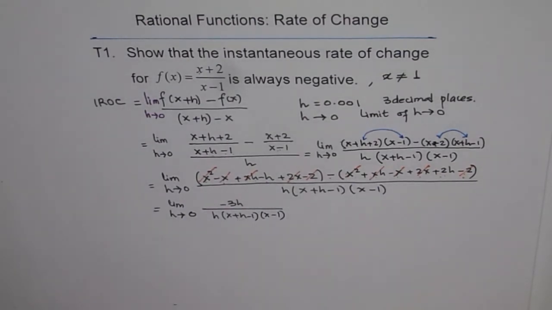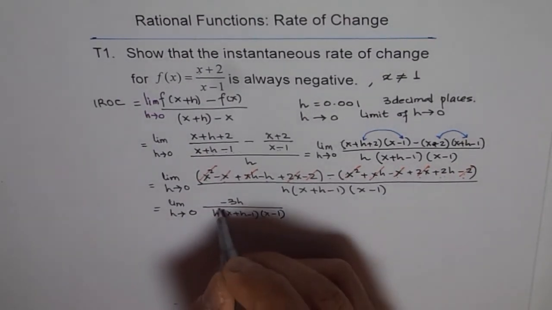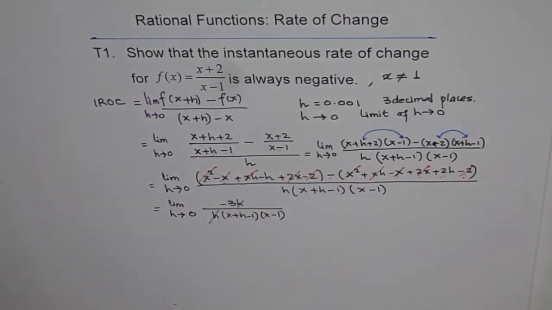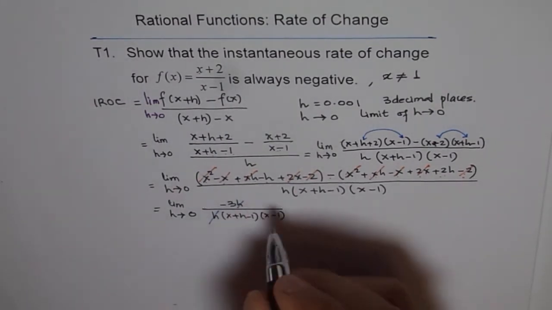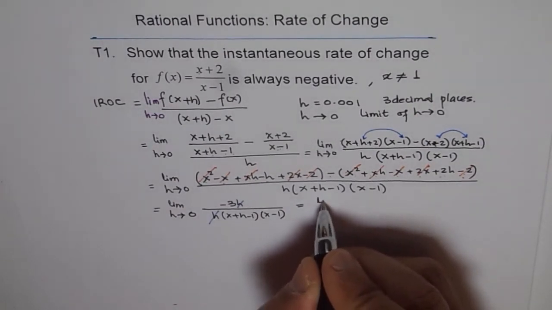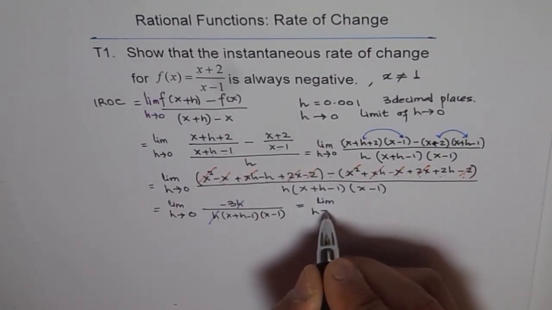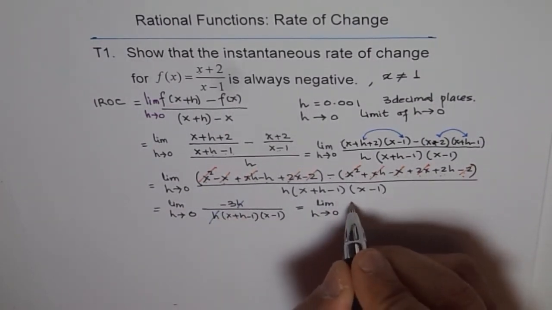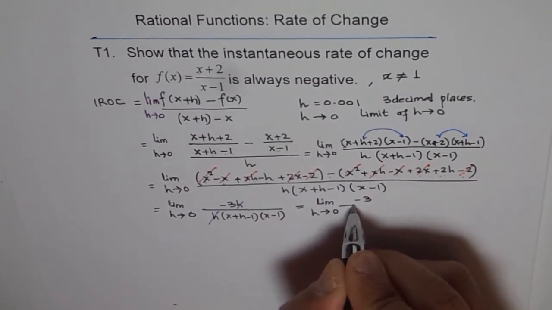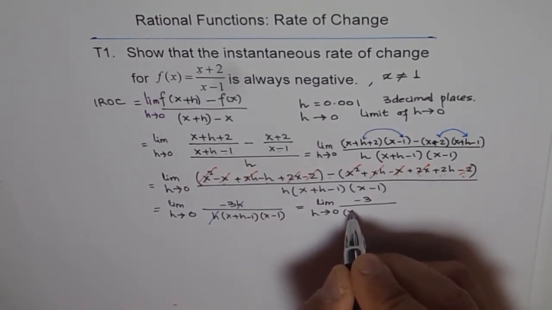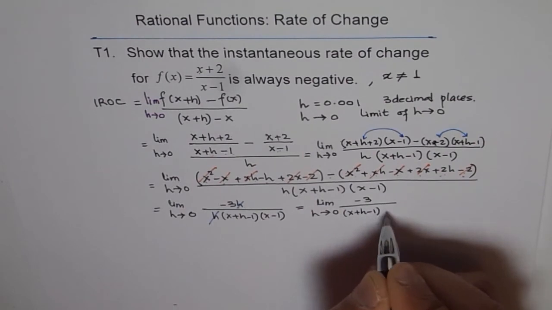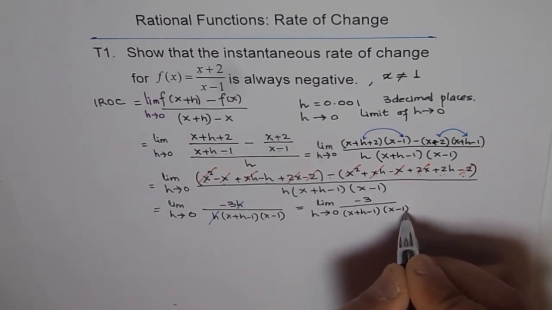Now here you will find that h and h will now cancel, right? They are the same factors in the numerator and denominator, and so they cancel out. So we are left with limit of h approaching 0 for our function: minus 3 over x plus h minus 1 times x minus 1, correct?